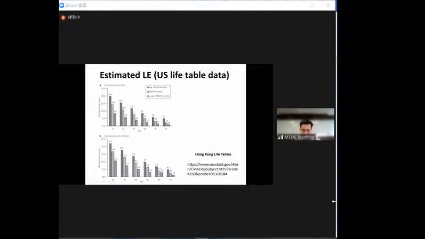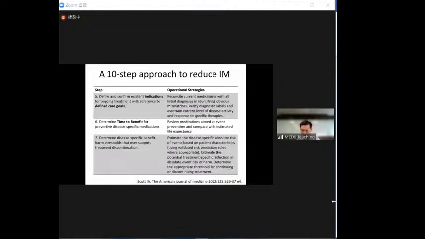Do we have similar data in Hong Kong? Yes, we have the Hong Kong life table, but the data is not as robust as here. We only have the life expectancy of each age, but we do not have the upper and lower 25th percentile. So I'm asking the Census and Statistics Department to see if we can provide the upper and lower 25th percentile data.